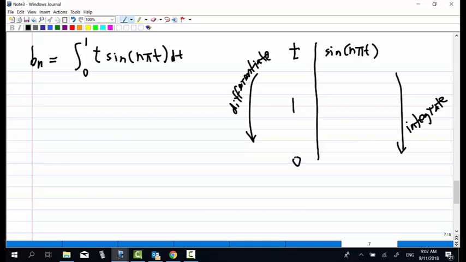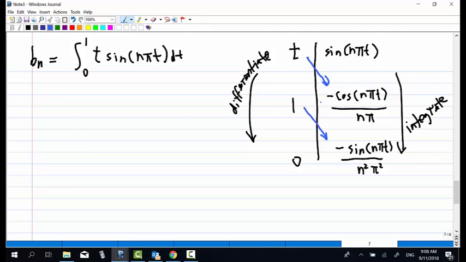On the other hand, when you integrate sine n pi t, you get negative cosine n pi t over n pi. And then when you integrate cosine n pi t, you get sine n pi t, so you get minus sine n pi t divided by n pi again, so you get n squared pi squared. Then you draw the downward arrow. This downward arrow has signs: start with positive and then negative. The rest is not relevant anymore because it is multiplied by 0.